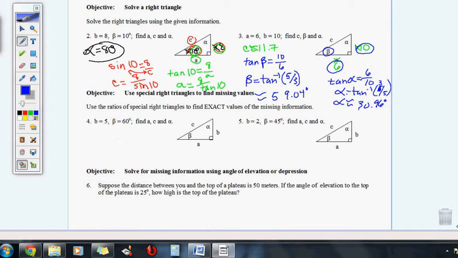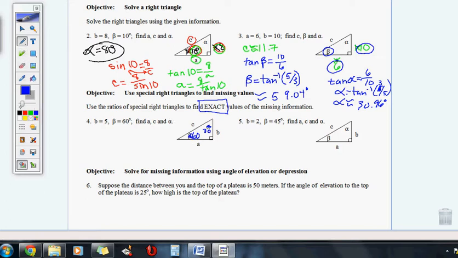Okay? On 4 and 5, we're giving you a little bit extra practice here, trying to get you to understand that you don't have to use trigonometry because we're asking for exact values. Well, if I give you this as 60 here, that makes this one here 30. No problem with that for finding alpha.